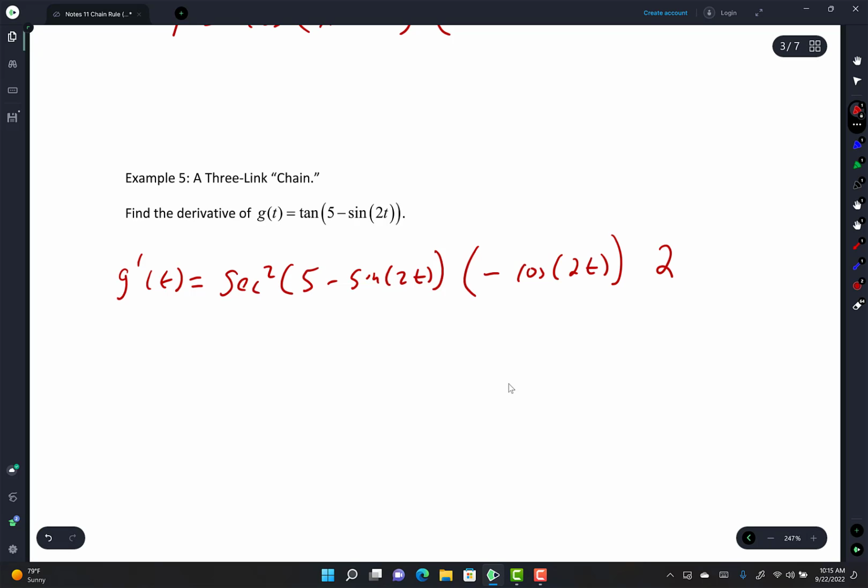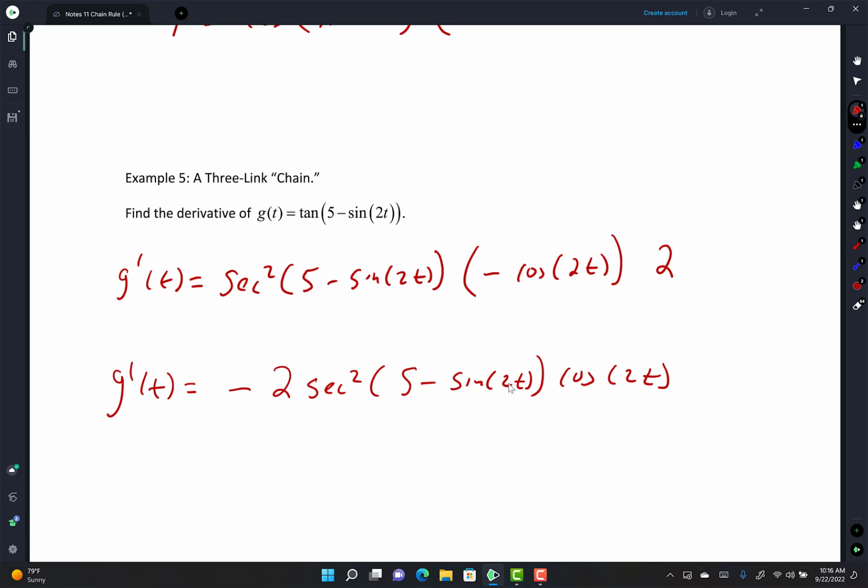2. So making it all pretty, g prime of t is equal to, I'm going to put a negative on the outside, 2. Let's see, yeah, and the rest, secant squared of 5 minus sine 2t, close, close, cosine 2t. From that negative. Well, that is expanding. There's nothing to multiply. You can't multiply by the inside of that. This is the argument. The 5 minus sine 2t.